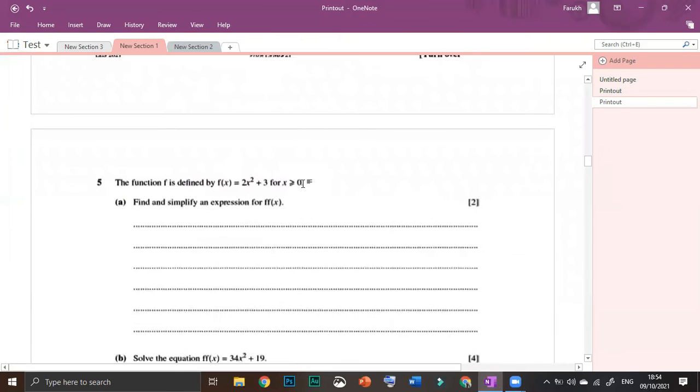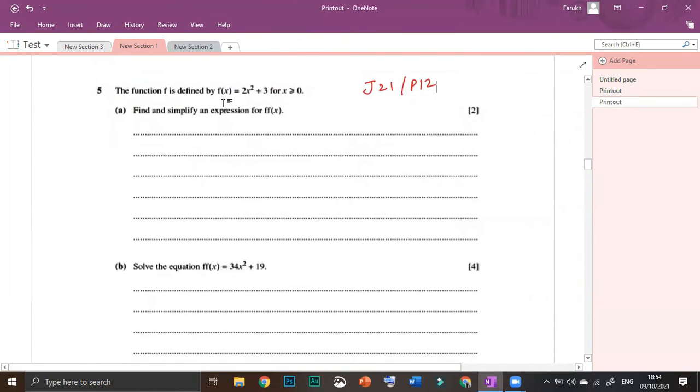This one is from June 21, P12. P1. The question is, the function f is defined by f of x equal to 2x square plus 3 for x greater than or equal to 0. Find and simplify an expression for ff of x. Now we want to find the composition ff of x. The function on the extreme left is f. We will write down the function on the extreme left, which is f of x, 2x square plus 3.